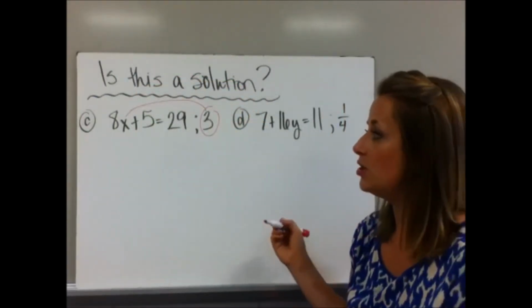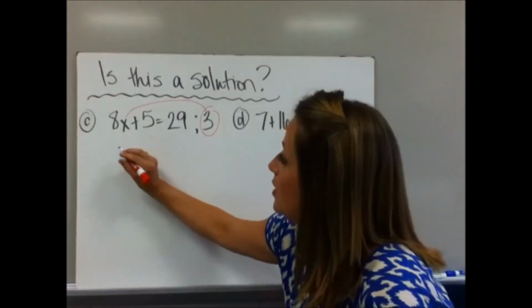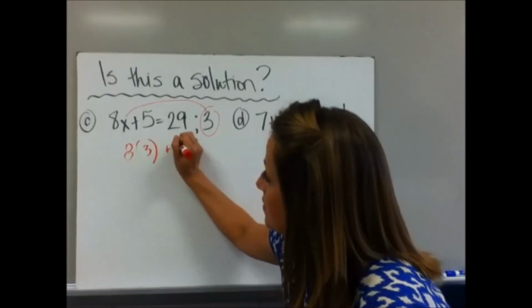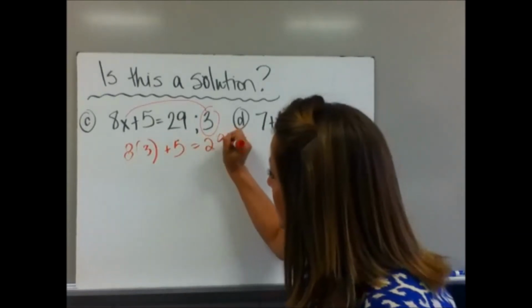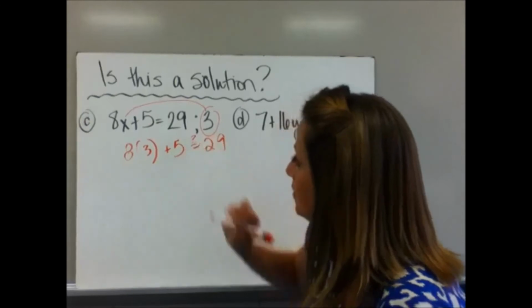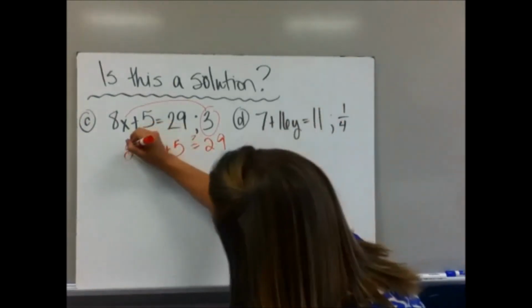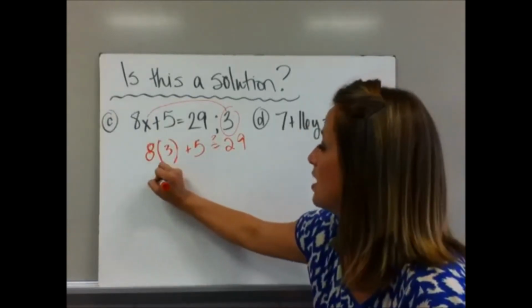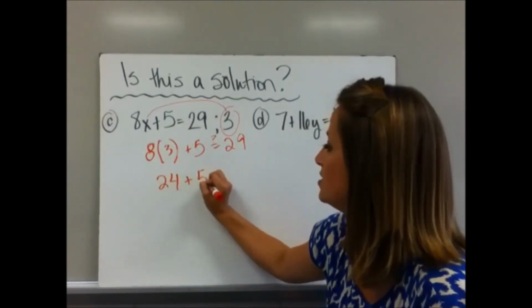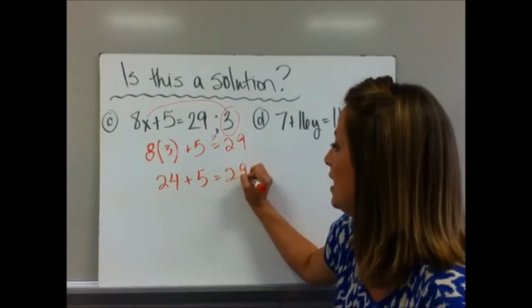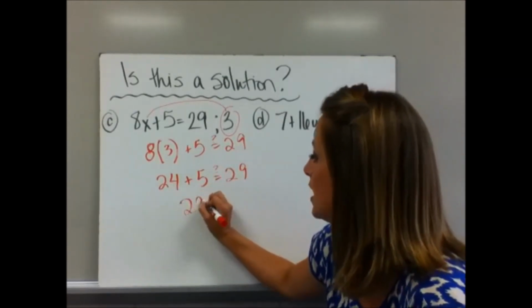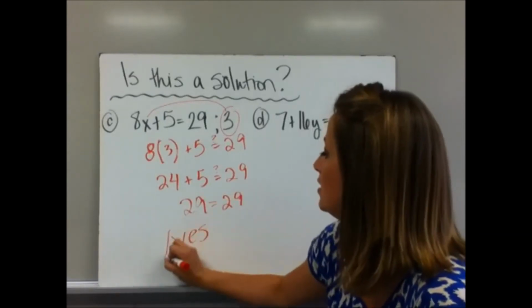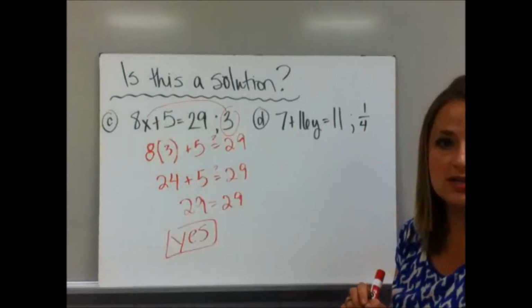Now ideally you could do this in your head, but I'm actually going to write it out for the sake of teaching it to you. 8 times 3 plus 5 equals 29, and we don't really know for sure if this is a solution. I'm going to put a question mark there just to show that we are checking to see if that truly is equal. So multiply first. I'm going to have 24 plus 5 equals 29, and yes, 29 does equal 29. So yes, 3 is a solution to that equation.